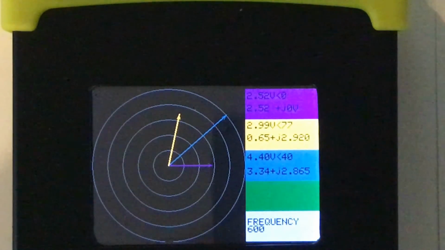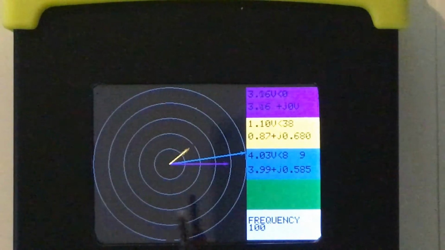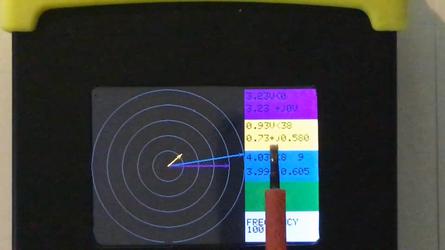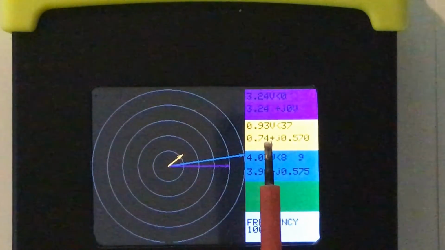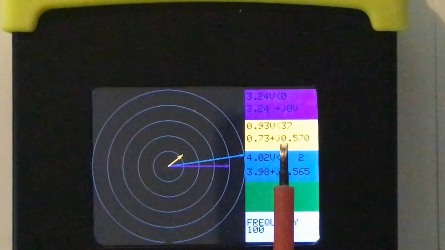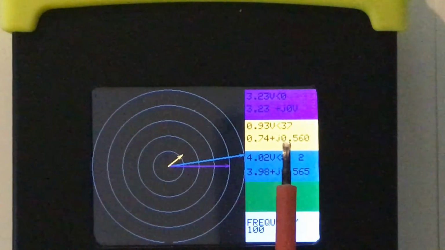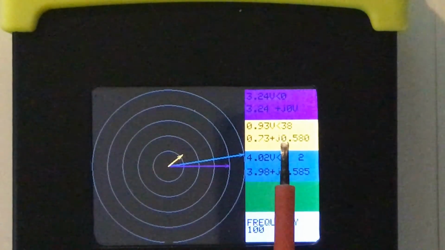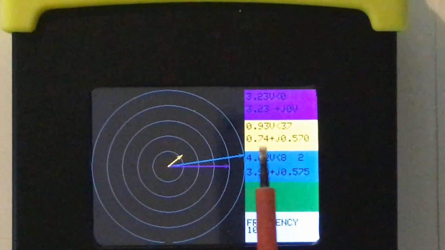So if we go back down to 100 Hz, we can see that the volt drop across the inductor is very small. It's mainly at this frequency made up of the resistance of the coil. The reactance of the coil is quite small. So an inductor or a coil tends towards an open circuit the higher the frequency. At this frequency it is behaving pretty much as a short circuit. It's the resistance that is dropping the voltage.